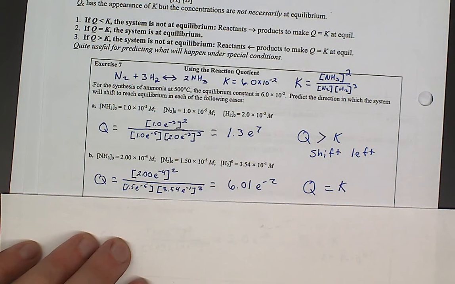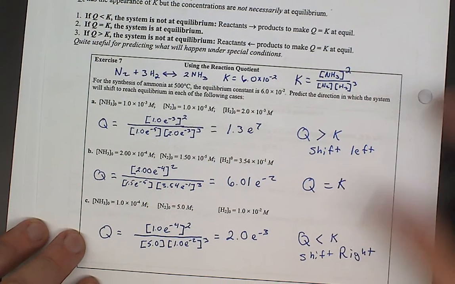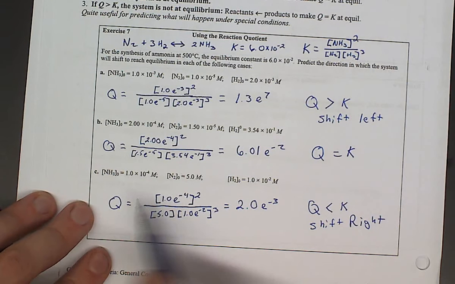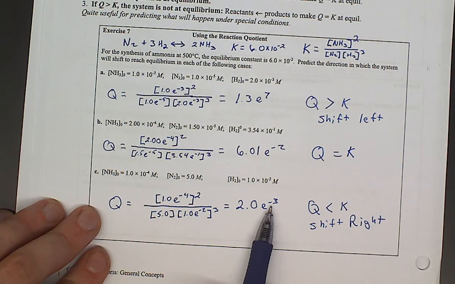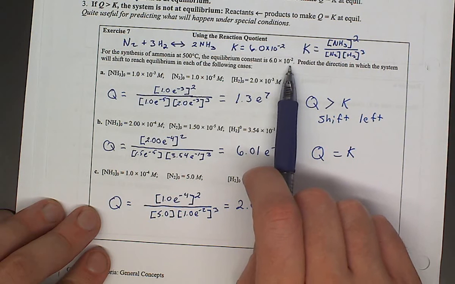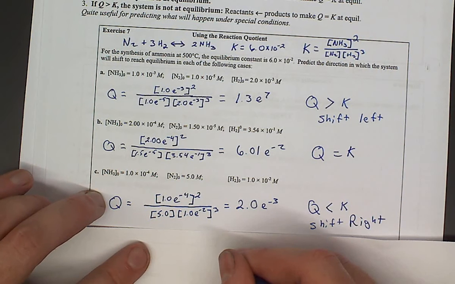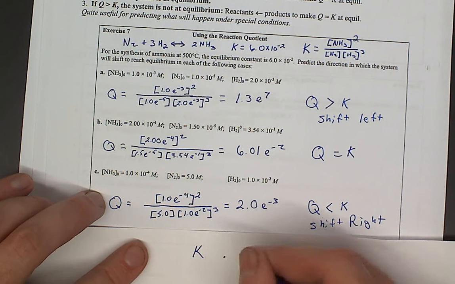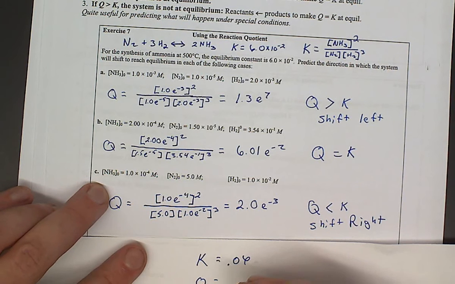All right, and if you didn't guess it, the last one here is where we plug in, okay, these concentrations in the Q, so we're doing a new Q assessment, and this time we see Q as being 2.0 times 10 to the minus third, okay, so this is a little bit smaller than 6.0 times 10 to the minus 2. Sometimes with these you can write them out, it helps a little bit, so K will equal 0.06, where Q in this one is equaling 0.002.